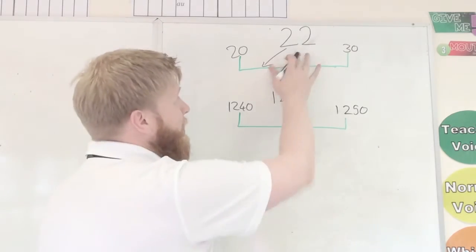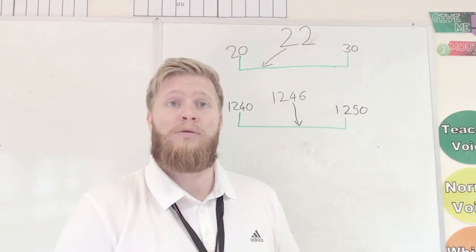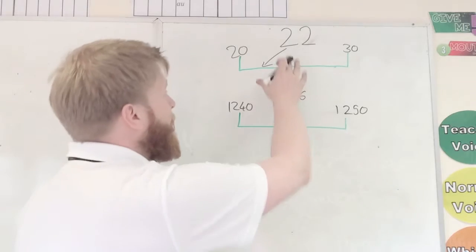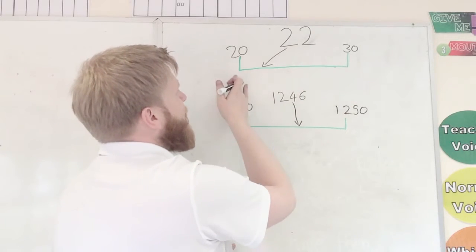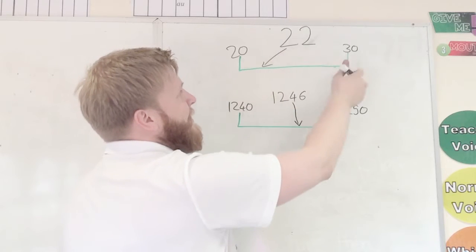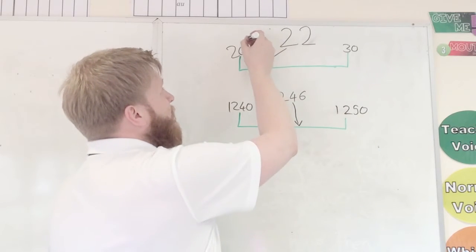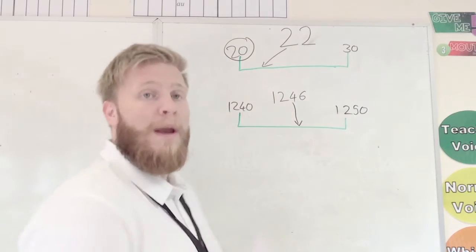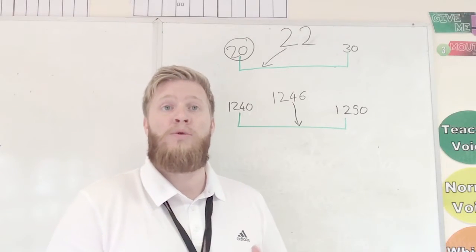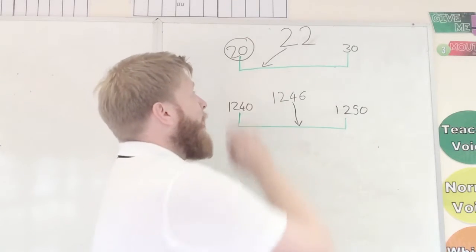So let's have a look at 22. If we were rounding 22 to the closest 10, if we put it on a number line, it would be obvious. We've got 20 here and 30, the 10s either side of 22, and the closest 10 it is to is 20. So if we round 22 to the nearest 10, it would be 20.